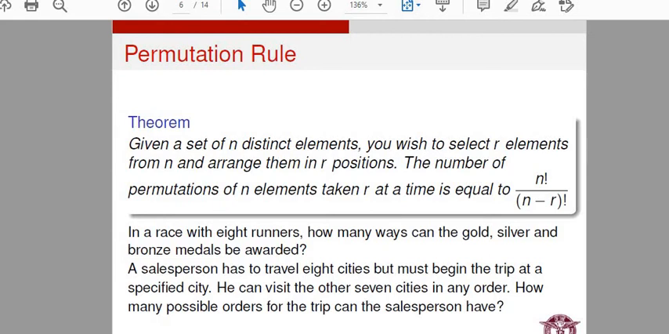A salesperson has to travel to 8 cities but must begin the trip at a specified city, and he can visit the other 7 cities in any order. How many possible orders for the trip can the salesperson have?